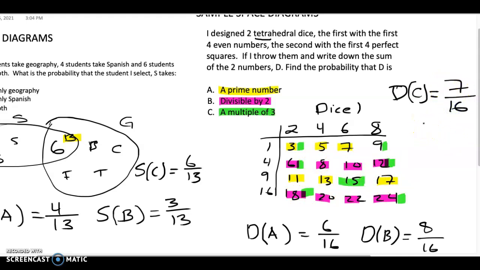These are just ways to put down our thinking so that we can see it and count it and get our theoretical probability like we talked about in the first day. So hopefully this video was helpful, and I'll see you in class.